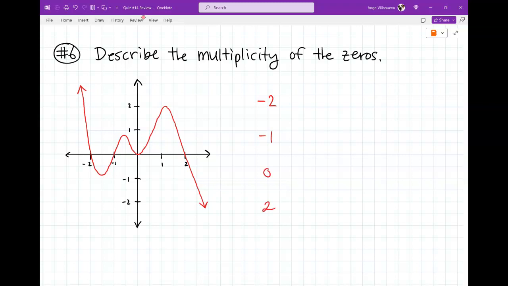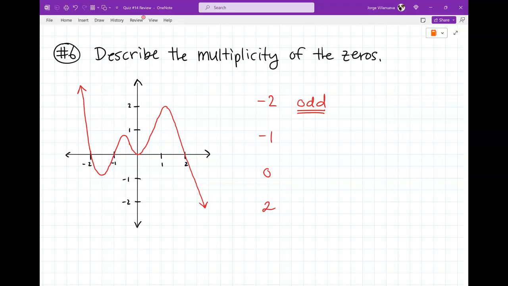Now, what's the multiplicity on -2? Is it even or is it odd? -2 is odd. Why? It goes through. Now, I don't want you to get confused with me saying is -2 even or odd in terms of numbers, because yeah, -2 is an even number. But I need to know its behavior in terms of multiplicity. So if it goes through the graph at that point, it's odd. If it bounces, it's even.